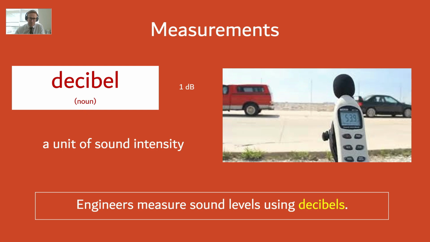Decibel. As you can see in this picture, there is a machine like a microphone and it's recording the sound of something. So this is decibel. It's a unit of sound intensity. The symbol is 1 small d, capital B. For example, engineers measure sound levels using decibels.